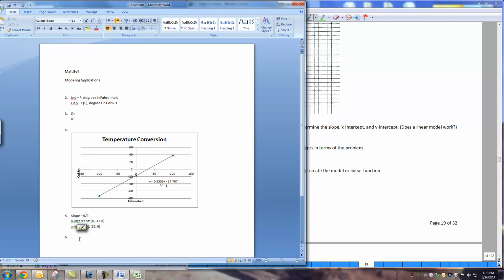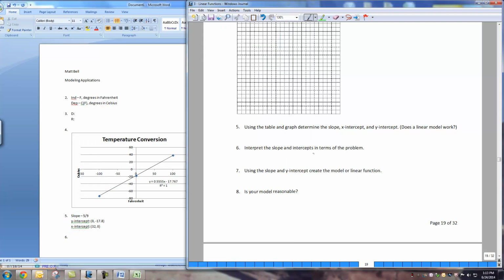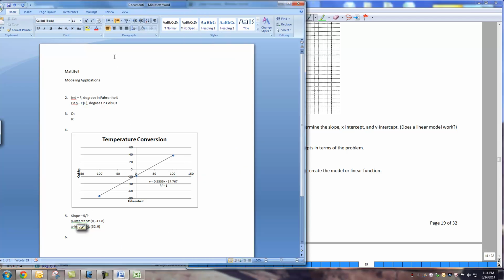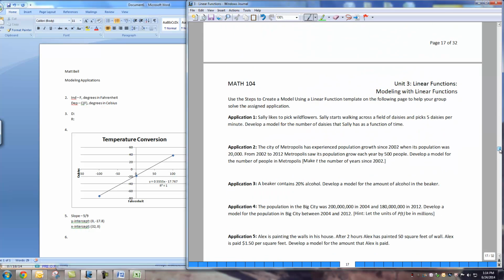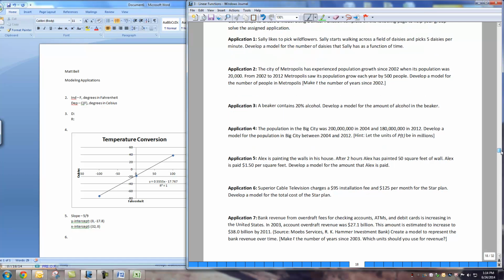Right click, continue numbering. So answer question 6, interpret the slope. So the slope is basically one half a Fahrenheit degree, 1/2 a Celsius degree is a Fahrenheit degree. And answer these questions in your Word document. So you're going to fill out 3 of these 7 applications. So pick 3 of these 7 applications.